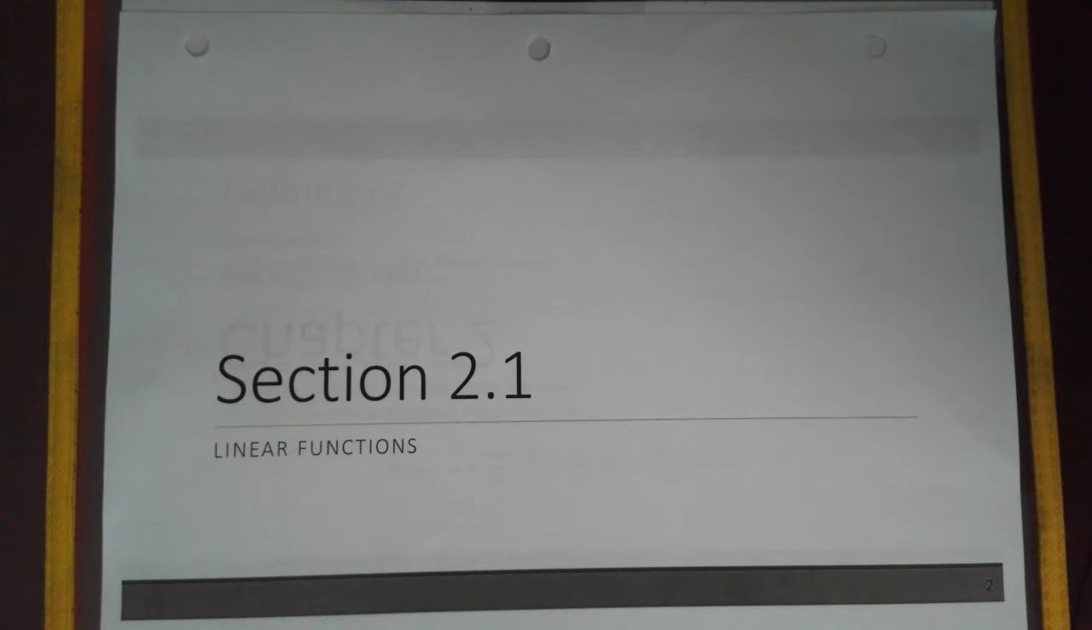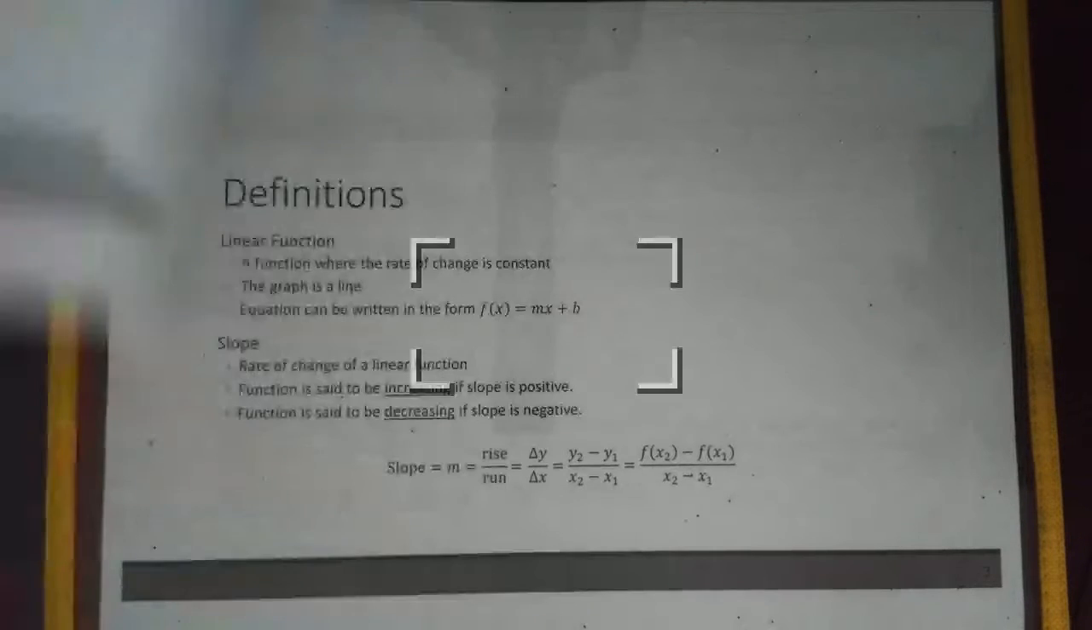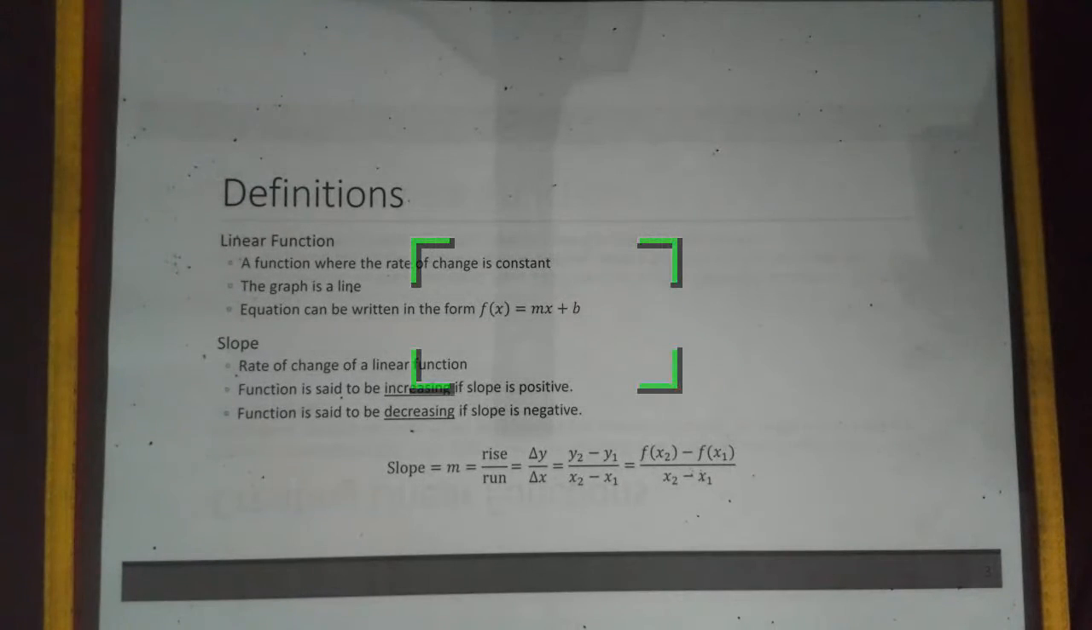In this video, we will be looking at section 2.1, which covers linear functions. So let's start off with some definitions. A linear function is a function where the rate of change is constant. The graph of linear functions is a line.